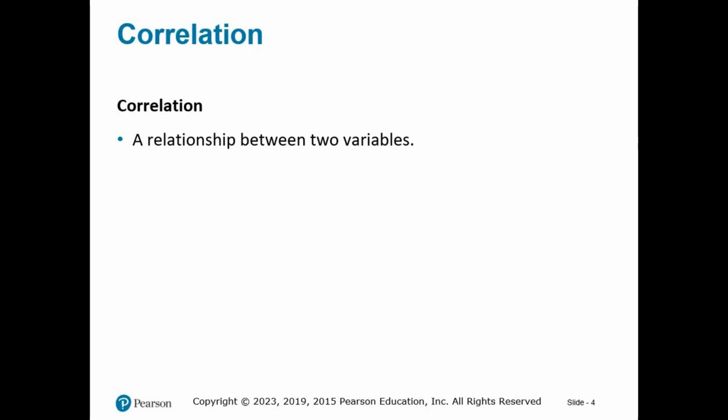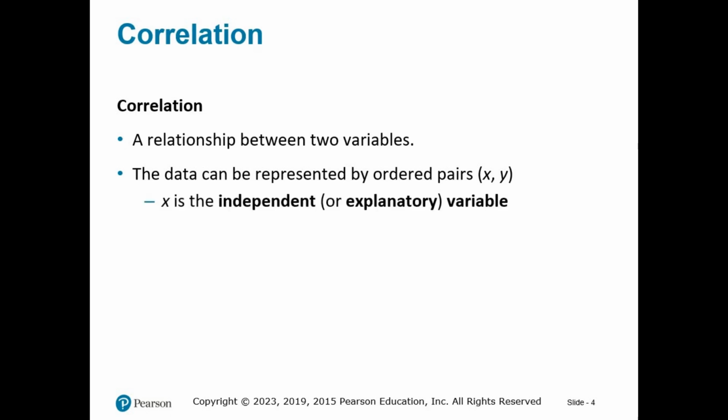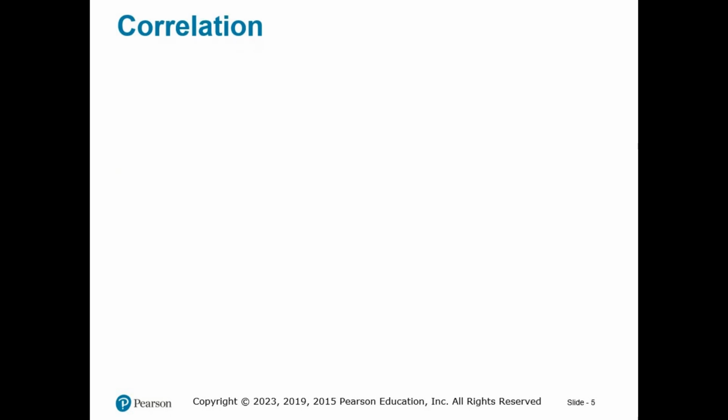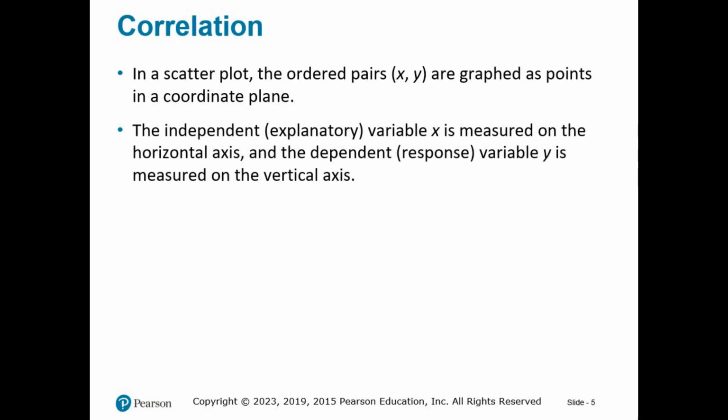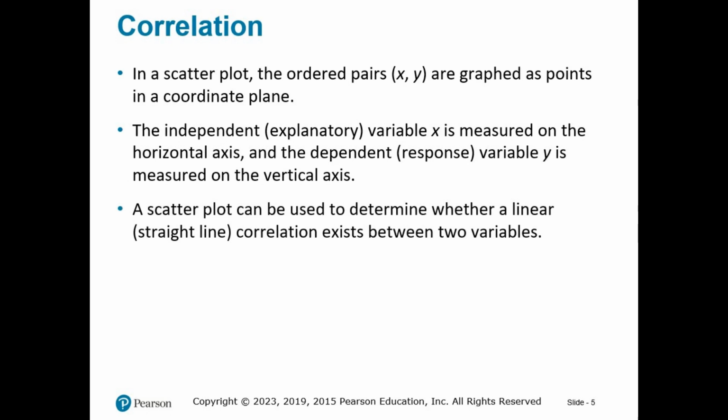In statistics, the data can be represented by ordered pairs, x, y, where x is the independent or explanatory variable, and y is the dependent or response variable. Ordered pairs are best displayed in a scatter plot, where x and y are graphed on a coordinate plane, where the explanatory variable, x, is measured on the horizontal axis, and the dependent or response variable is measured on the vertical axis. A scatter plot can reveal whether there is a linear correlation between the two variables.